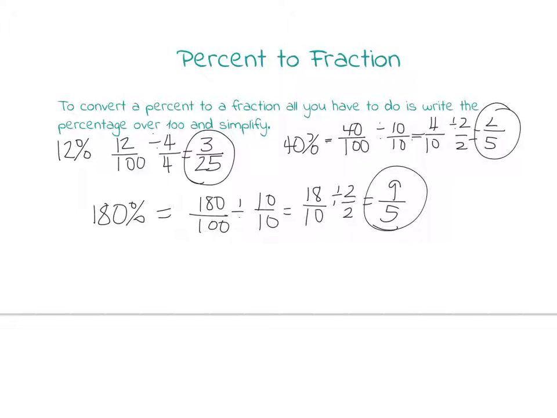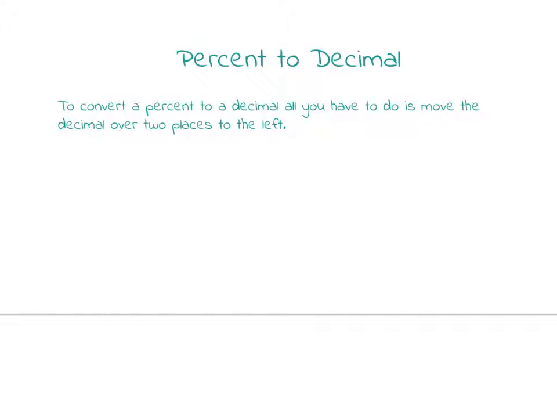I could change that to a mixed number, but no need to for this type of activity. Let's move on to the next slide. So now, if I have a percent and I want to change it to a decimal, this is really easy. All I have to do is move the decimal over 2 places to the left. So let's look at an example.